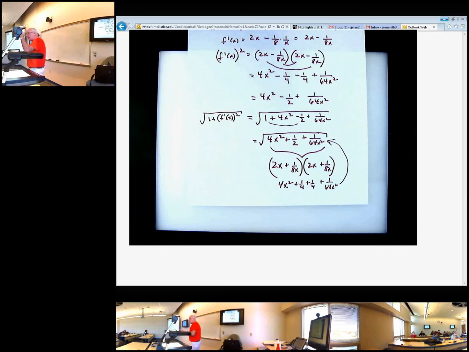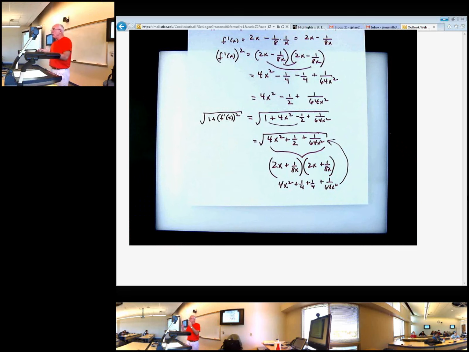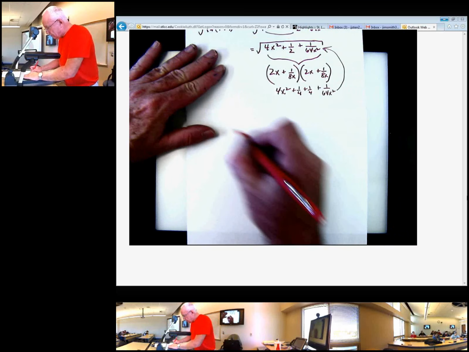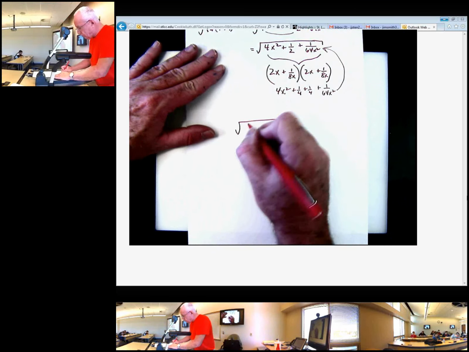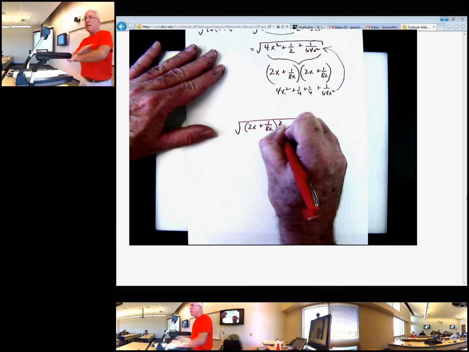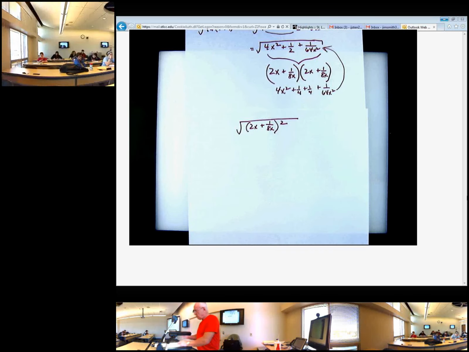So what happens here, and this is exactly what's going to happen with the homework, is that this whole thing under the radical is going to end up being a perfect square. So when you take the square root of a perfect square, what am I going to come up with then? So this is going to be equal to the square root of 2x plus 1/8x squared times itself. So what does that end up simplifying to? Yeah.